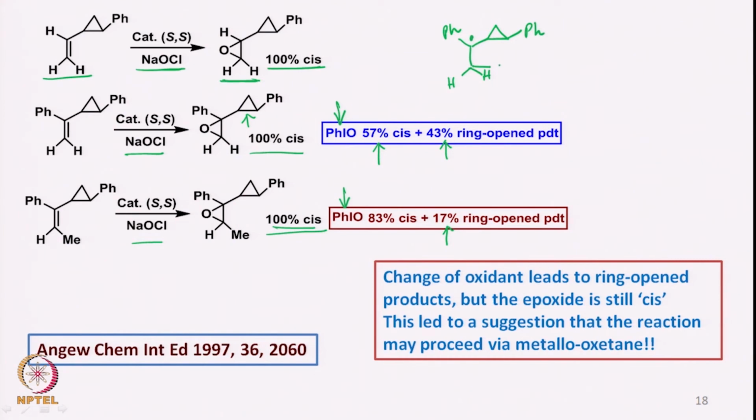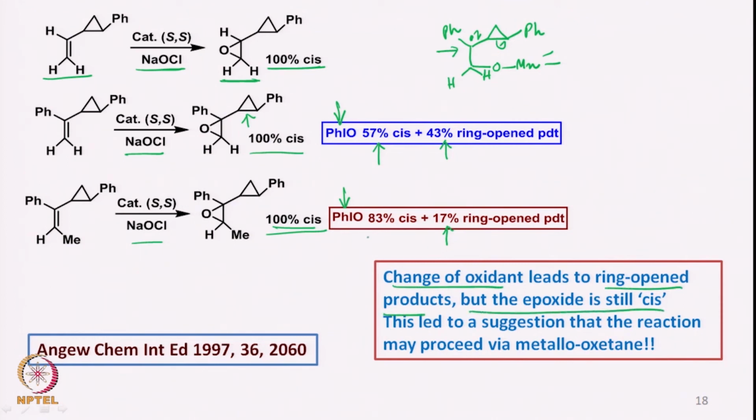Epoxidation would allow the radical to form in this fashion. So we can expect the oxygen to come here and manganese to come in here and then the rest of the things, but then the radical has to be here, which allows the opening of the cyclopropane to take place. So this is what is found in the case of phenyl iodosobenzene, but that does not happen in the case of sodium hypochlorite. So actually the change of oxidant leads to ring open products, but the epoxide is still cis.